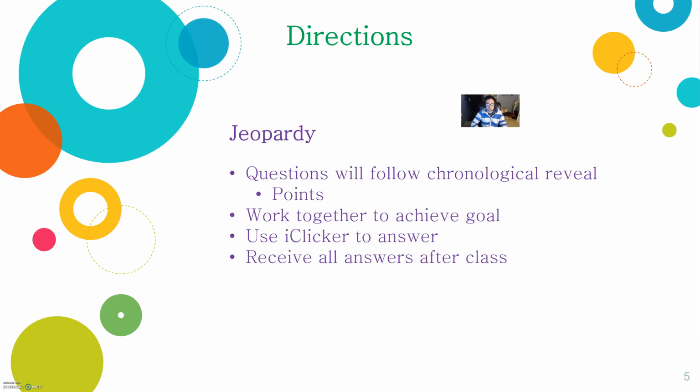So for the directions for the Jeopardy game, the questions are going to follow a chronological reveal. So it'll go by each topic heading, and then it'll go by the 100-point answer under each one and the 200 under each one. So everything's going to follow a chronological order with accumulating points as students answer them correctly. And then the students are going to work together to achieve that goal. So the students want to get more points collectively, and everyone will be using their eye clickers to answer and hopefully get the right answers.